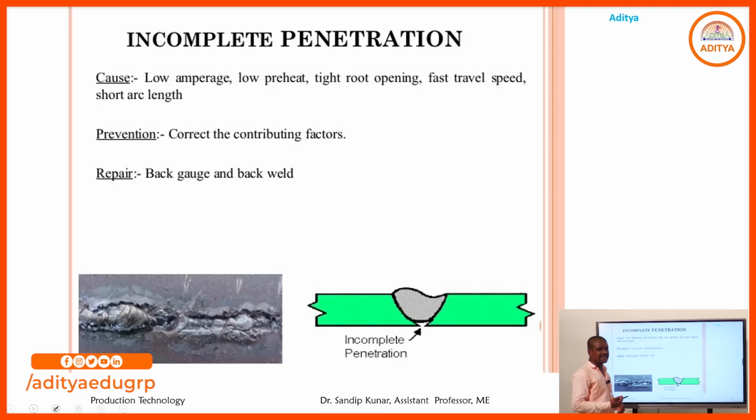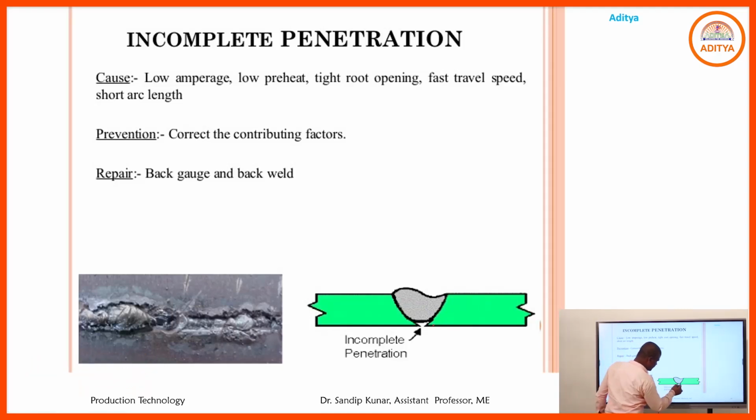Now incomplete penetration. Sometimes this type of problem is the incomplete penetration, which means the penetration depth has not occurred properly during welding time. At that time the weld pool does not accumulate in the weld faces, which means that type of incomplete penetration has occurred, during the welding time.